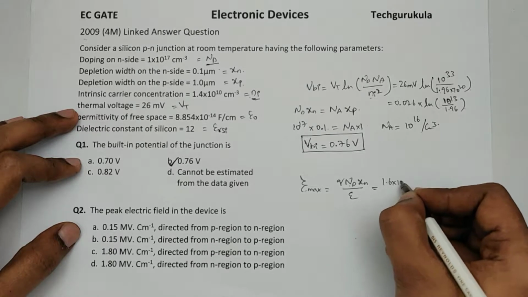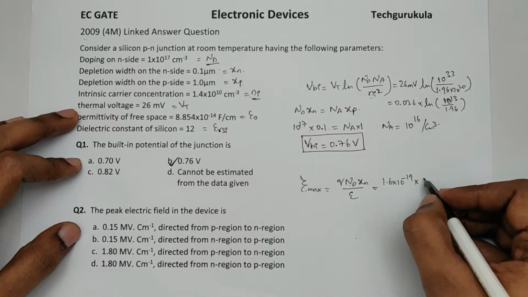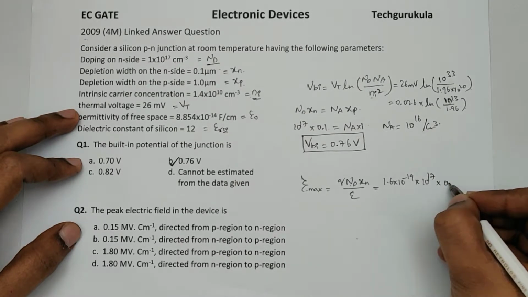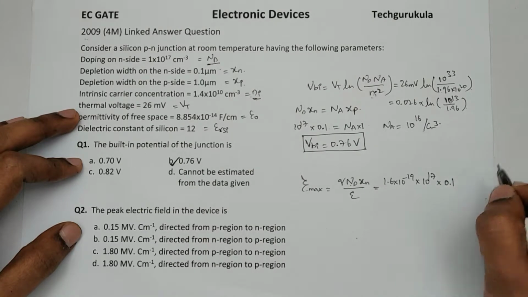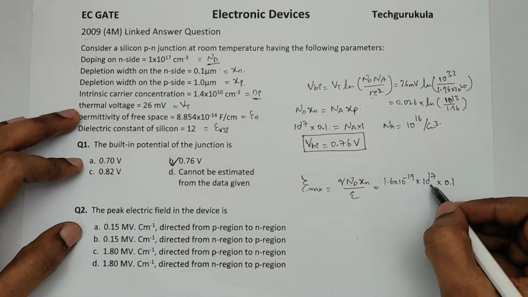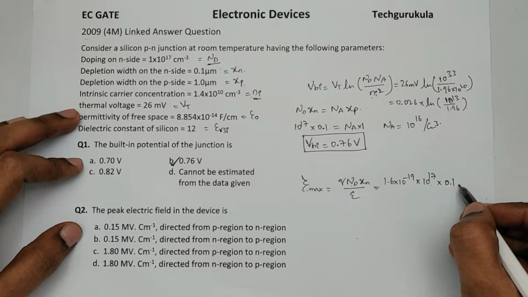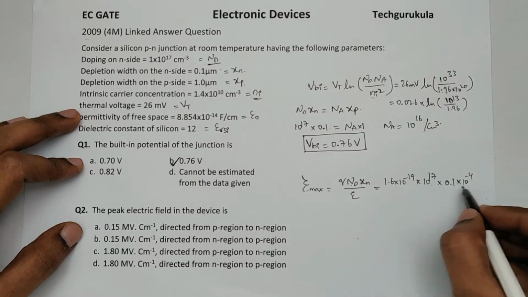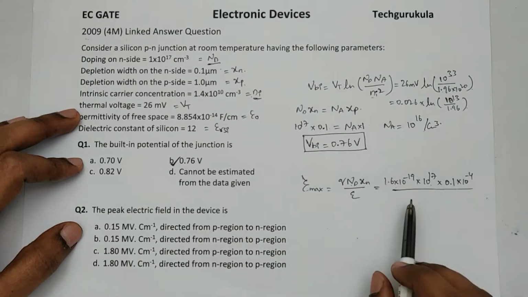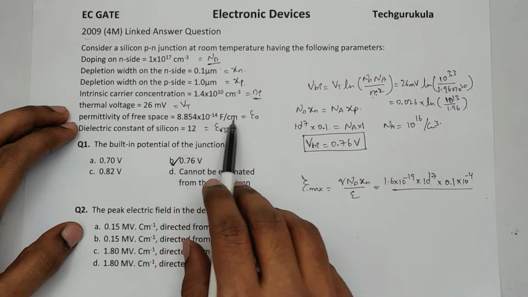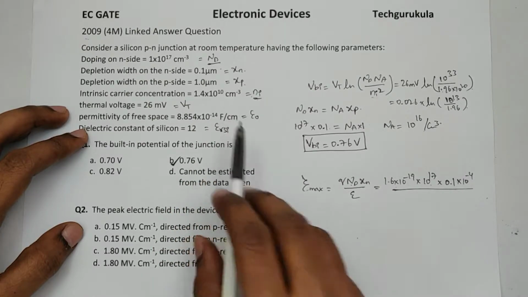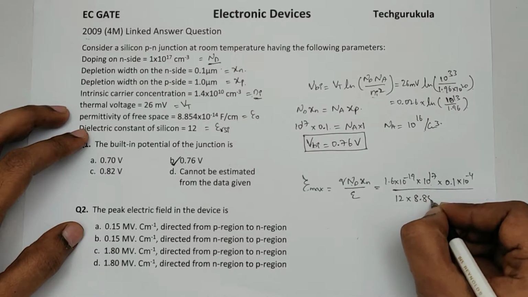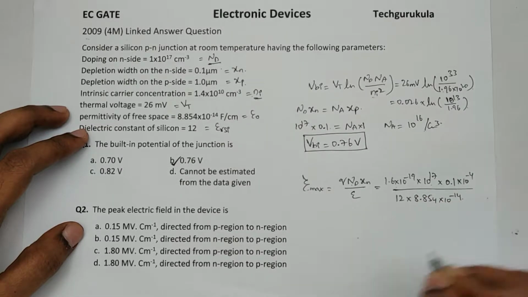q is 1.6 times 10 power minus 19 coulombs times Nd is 10 power 17 times Xn is 0.1 micrometers. See, this is per centimeter cube and this is in micrometers, so let me convert this into centimeters. So everything is in centimeters here. Now let's make an observation that when we substitute epsilon, it is in per centimeter. So epsilon r times epsilon naught, which is 8.854 times 10 power minus 14.